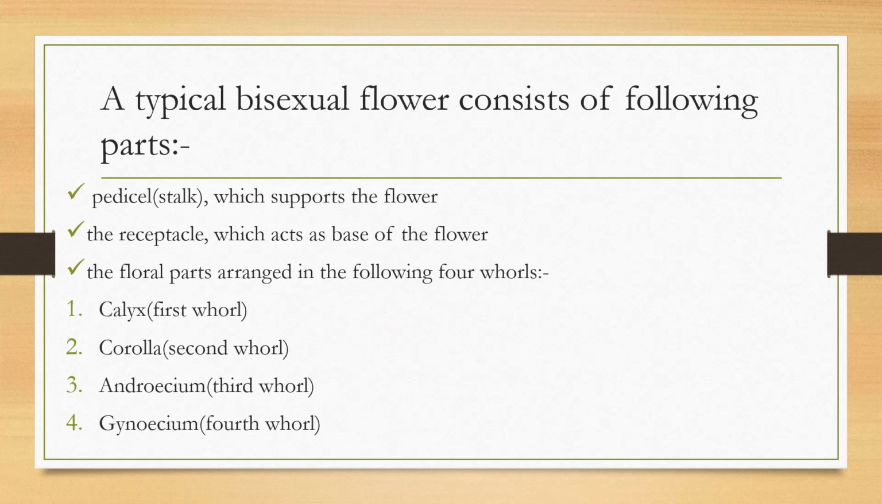in detail. A typical bisexual flower consists of the following parts: pedicel or the stalk which supports the flower and keeps it connected to the stem. The receptacle which acts as the base of the flower. It is also called thalamus. And other floral parts are arranged in the following 4 whorls. First whorl, outermost whorl, is called calyx. Second whorl is corolla. Third whorl is androecium. And the fourth whorl is gynoecium.